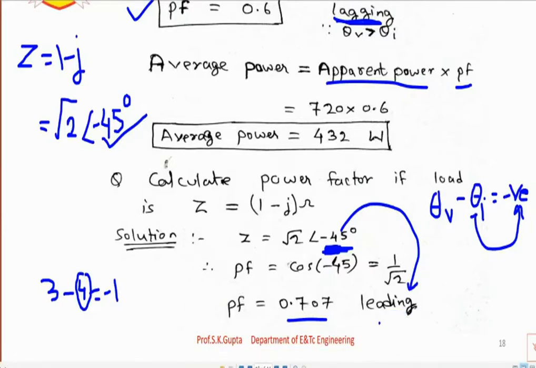So I hope you can get this concept, or you can remember it another way. If the impedance angle is negative, then we have leading power factor. If the angle of impedance is positive, then we have lagging power factor. Or you can apply simple logic here and tell whether it is leading or lagging.